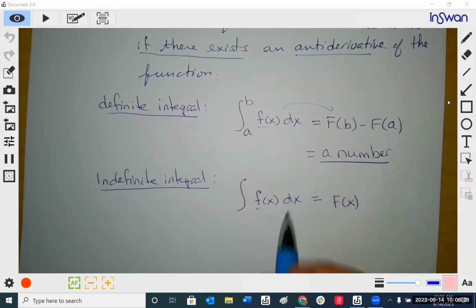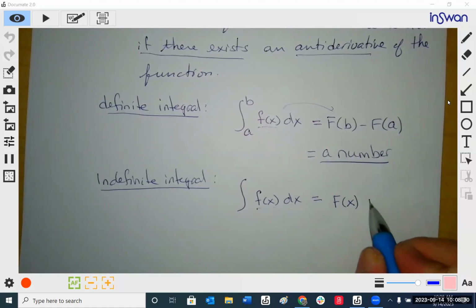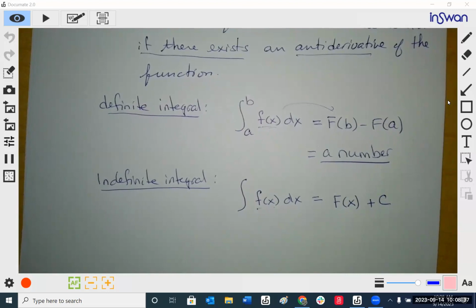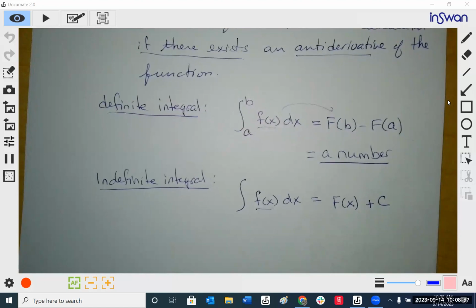And it does have an antiderivative, but we always have to put a c because there's two functions. The antiderivatives of two functions differ by the constant that they convey. That's an indefinite integral. So all we do is find the antiderivative of the function and put a c behind it. No more done.